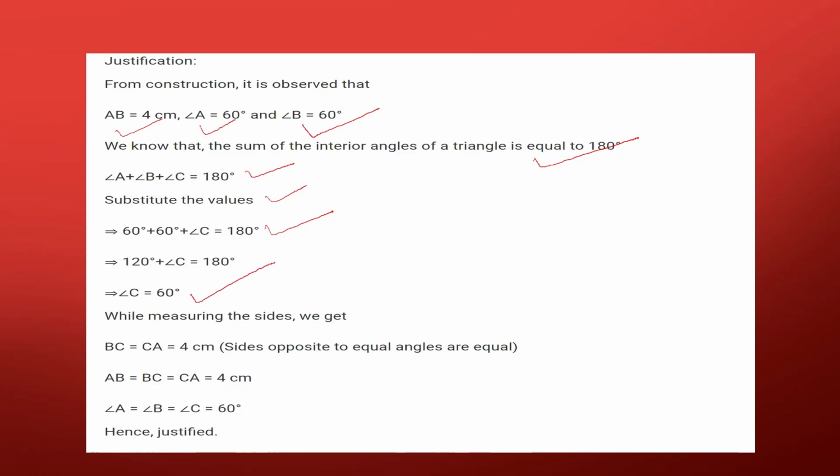While measuring the sides, we get BC equal to CA equal to 4 centimeters. Then we can say that AB equals BC equals CA equals 4 centimeters, and angle A equals angle B equals angle C equals 60 degrees. Hence it is justified, as we know that in an equilateral triangle, all angles and all sides are equal. So you can apply your knowledge about the definition of the equilateral triangle. You can feel good that you are able to justify the equilateral triangle construction.